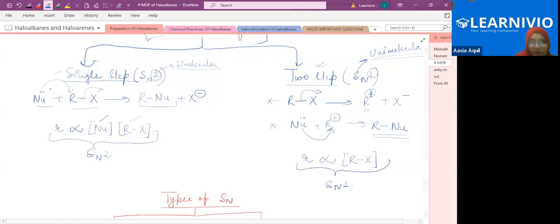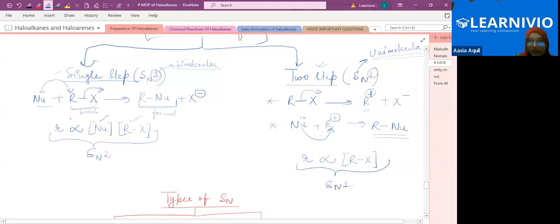You can see here is a nucleophile. The nucleophile attacks the alkyl group, and at the same time, halogen is a good leaving group, so it leaves the molecule. The R-X bond breaks, and a new bond is formed with the nucleophile. The bond formation and the bond breaking take place in a single step. That's why it is a bimolecular SN2 type of reaction.